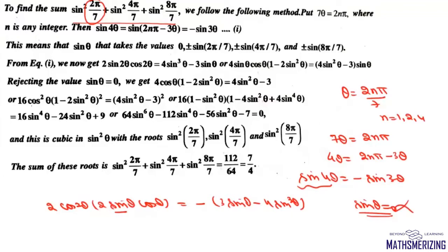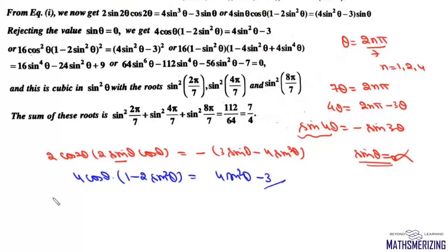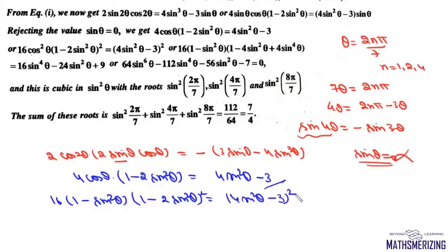So we are left with the equation 4 cos theta, and we can write cos 2 theta as 1 minus 2 sine square theta, and here it will be 4 sine square theta minus 3. Now we'll square this equation. We can write 16, and we can write cos square theta as 1 minus sine square theta, and here it will be 1 minus 2 sine square theta whole square, and we'll get 4 sine square theta minus 3 whole square.